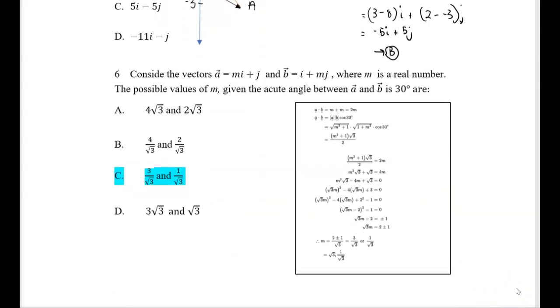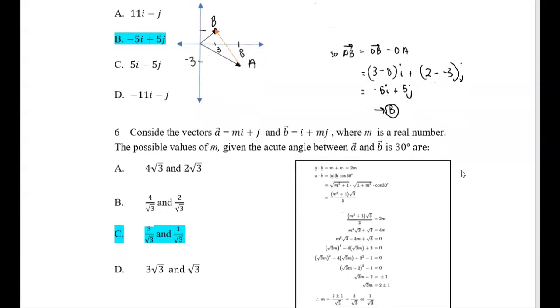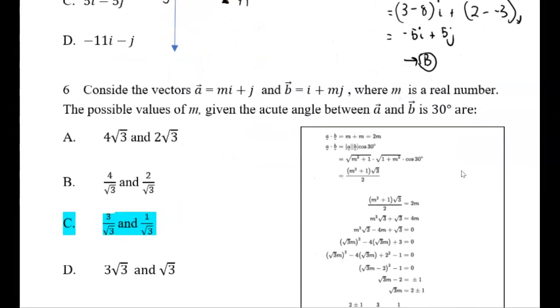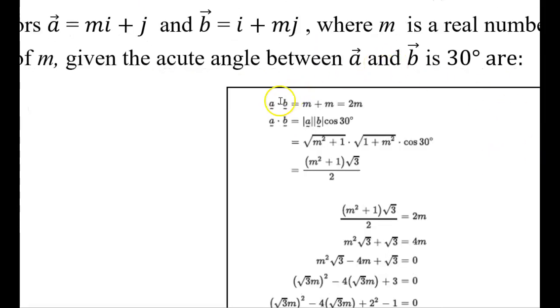Okay. Love this last question. I'm going to zoom in on the solutions there, but it says consider the vectors a is mi plus j and b is i plus mj, where m is a real number. Find the possible values of m given that the angle between a and b is 30 degrees. Now, it sounds horrible, but it's not horrible. All we're doing is basically exactly the same as we did up above in question 4. It's just a little bit harder because we've got m's and i's and j's and letters coming out everywhere. So what we want to do is work out what the dot product of our two vectors is.